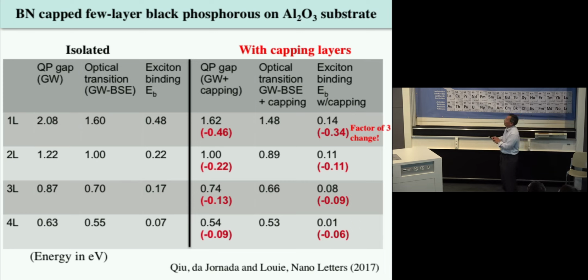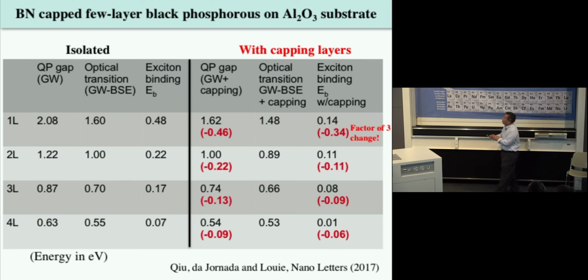So here is our calculated result of a few layers of black phosphorus, 1, 2, 3, 4, on top of sapphire, capped by 15 layers of boron nitride. This is the isolated sample calculation: quasi-particle gap, optical transition, the exciton binding energy for the lowest exciton. Here is the calculated results with the capped layer. In the interest of time, let me just focus on the monolayer case because the effect is strongest there.